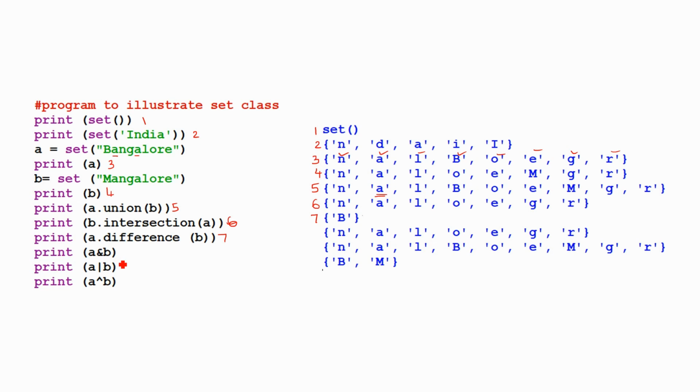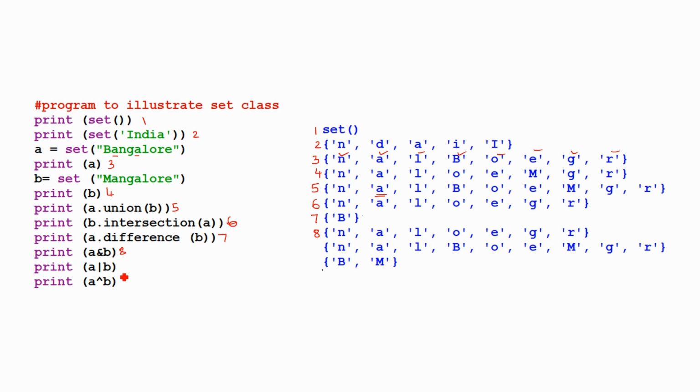Now this one is A and B. That means what are the values present in both A and B? Except B and M, Angular is there. So Angular only once is going to be printed over here. That is the eighth print statement.